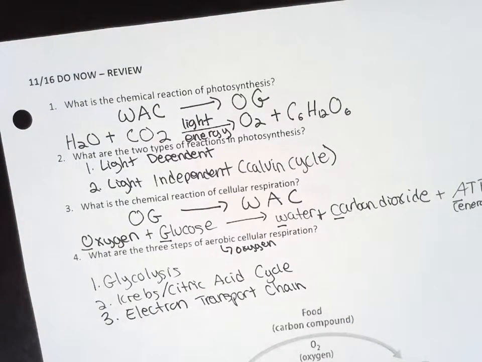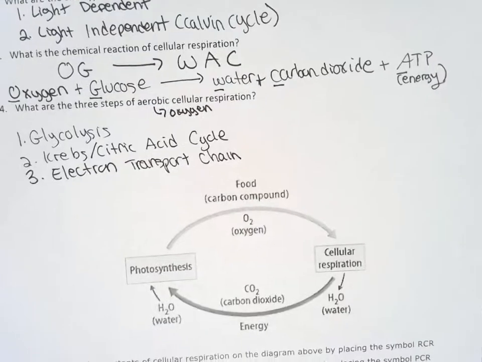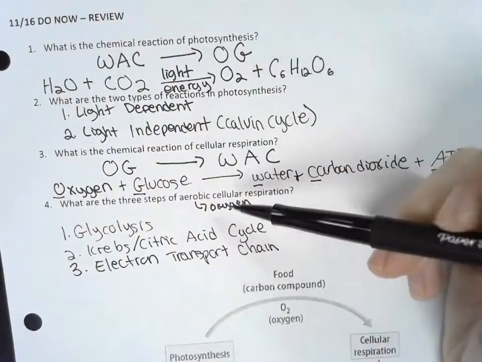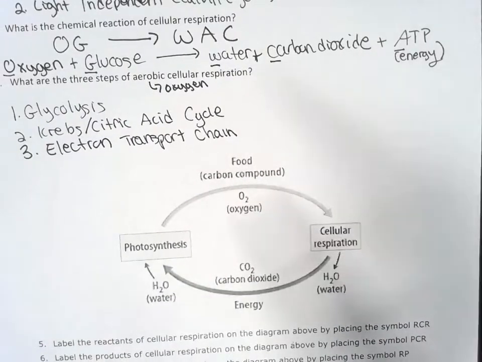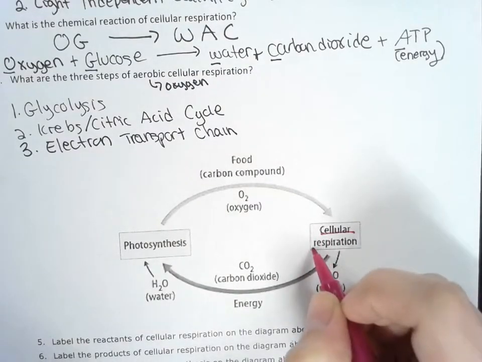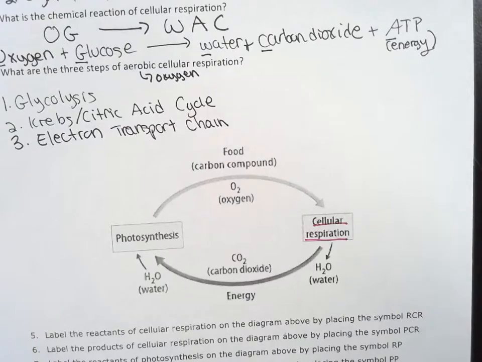All right, so if we look at the diagram down here, at the top, these 4 questions go over photosynthesis and cellular respiration separately. The diagram shows us how the 2 processes are related. So I'm going to go through and color code what the reactants and products are for each. I'm going to label cellular respiration maroon, and photosynthesis will be blue.